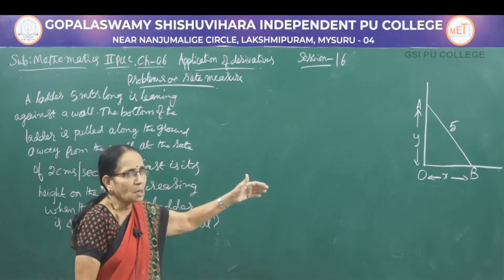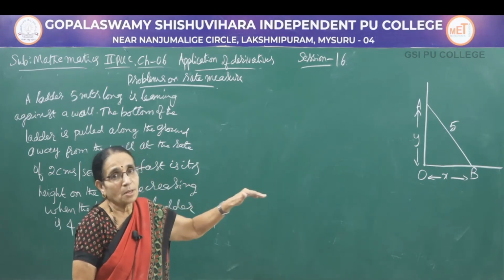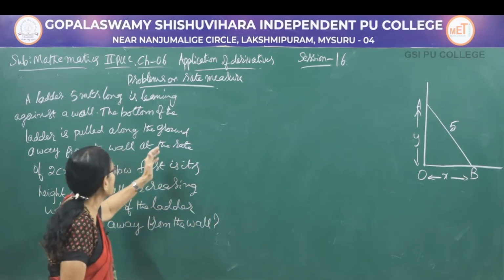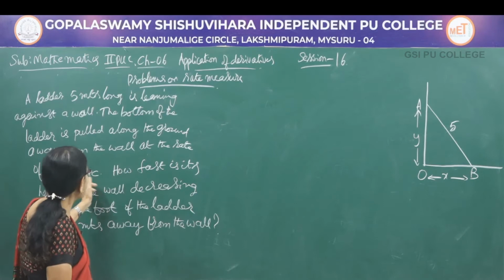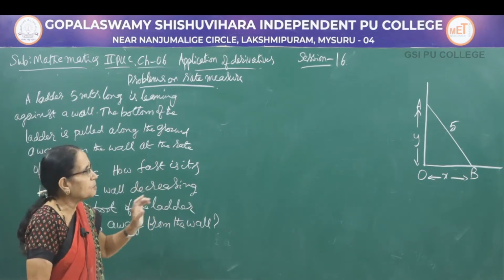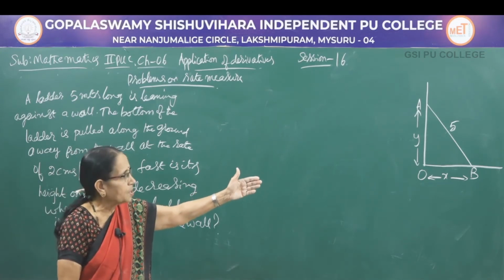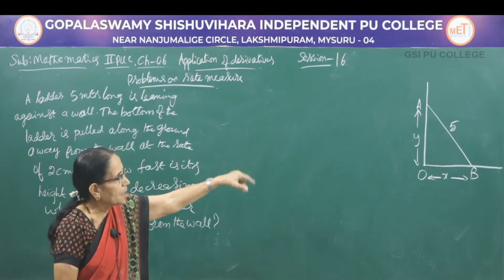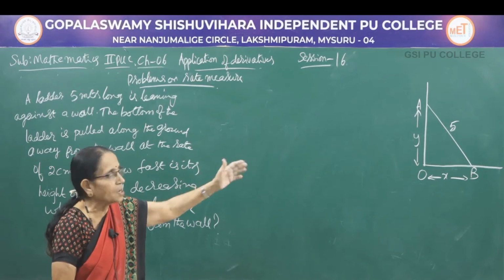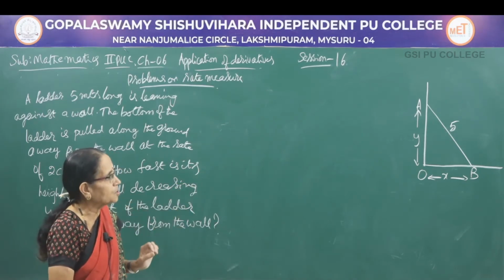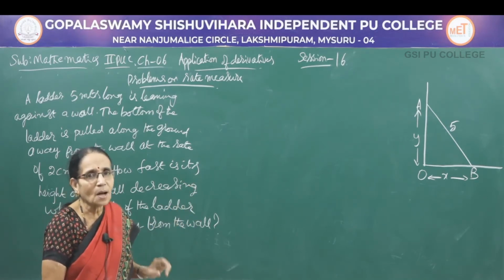Sometimes the same problem will be given like this: if the lower end moves, like that also it would be given. Here it is given as the bottom of the ladder is pulled along the ground away from the wall at the rate of 2 centimeters per second. Now I have taken the distance from the wall to the lower end to be x, and the distance of the upper end from the ground, that is OA, as y. That is, OA has been taken as y, OB has been taken as x. B means the lower end, A means the upper end.